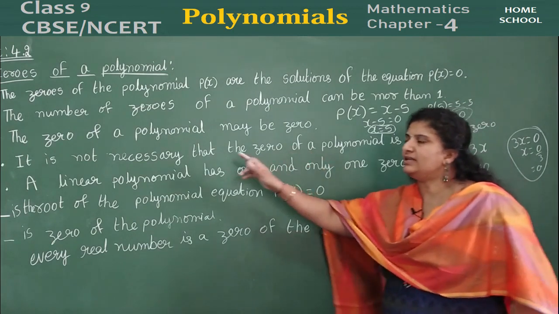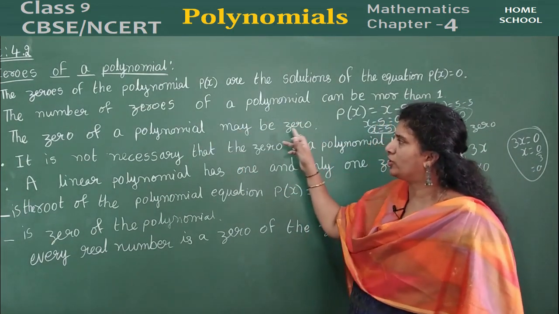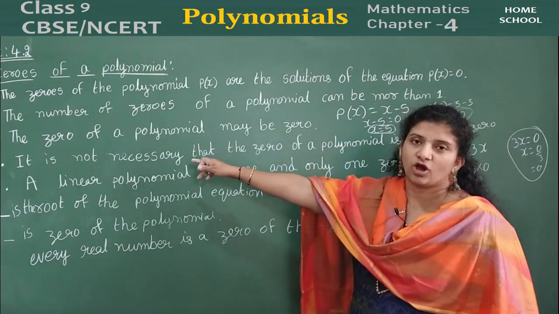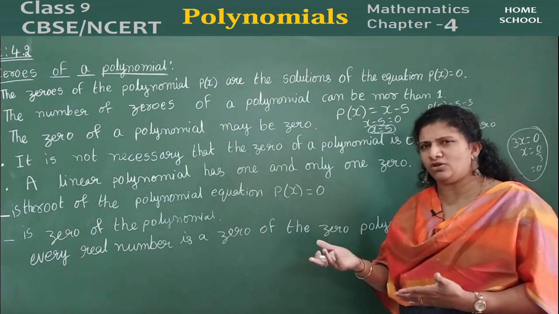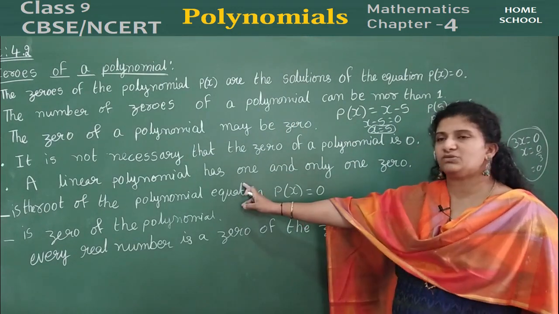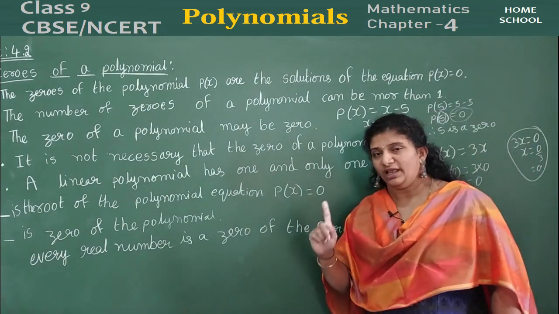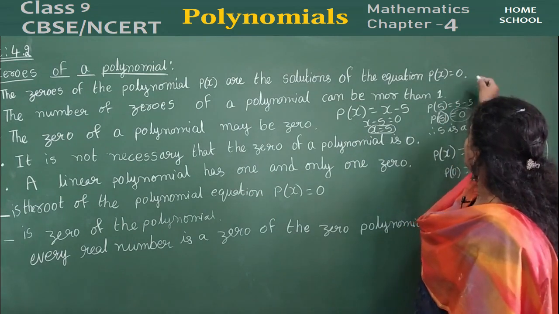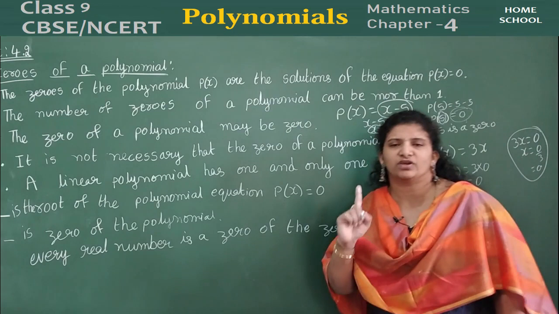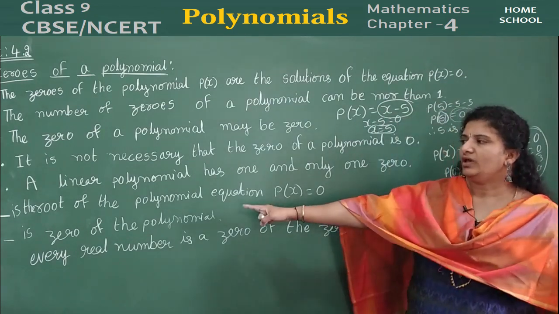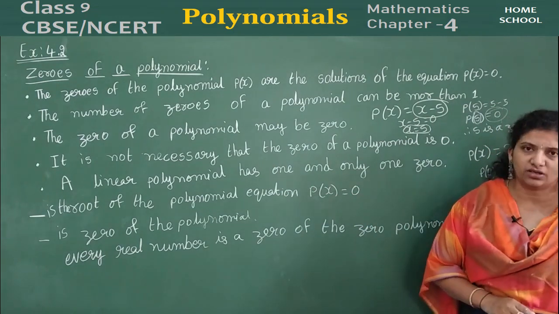So that is the reason the number of zeros of a polynomial can be more than 1, and the 0 of a polynomial may be 0, and it is not necessary that the 0 of a polynomial is 0. May be 0, may not be 0. See the next one. A linear polynomial has one and only one 0. Linear, we have seen here, this is a linear polynomial. A linear polynomial will have only one 0. Dash is the root of the equation p of x is equal to 0.